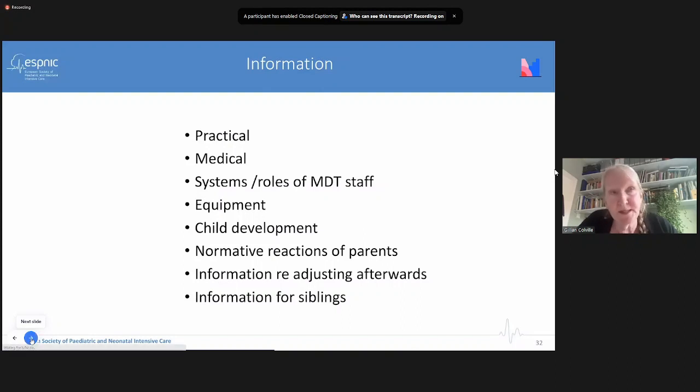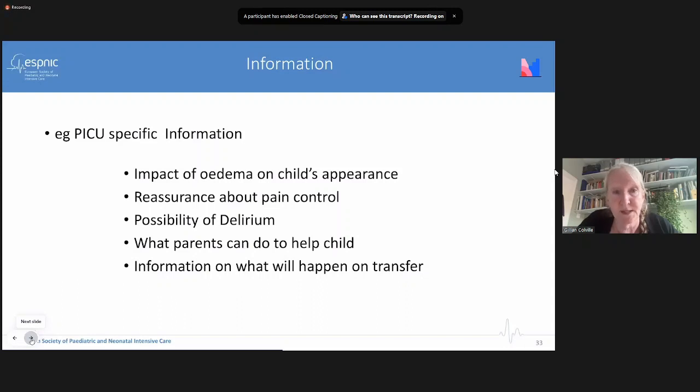And again, it's the bedside staff that most often are having these conversations, although as a psychologist, I would also be talking in more detail about these issues, but as I said earlier, I'd only ever see about 10% of our admissions. PICU specific information is also useful to families to understand about the impact of edema, which can really change a child's appearance, and to warn them about the possibility of delirium, which can be very frightening to experience from the parent's point of view. And also obviously information on what happens next when they're discharged from the unit.